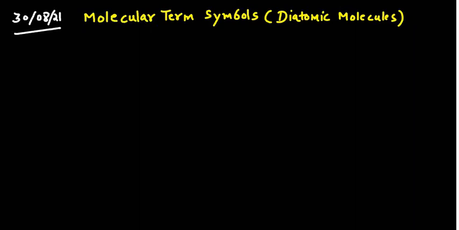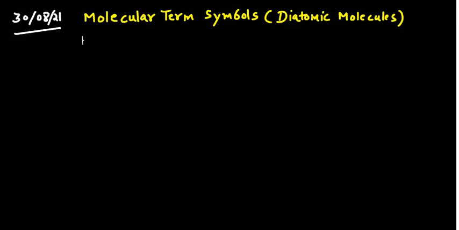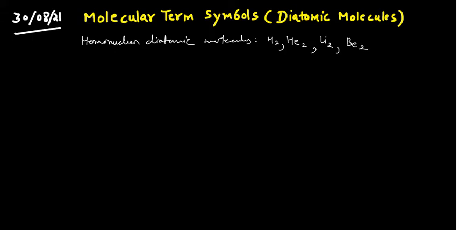If you are talking about the homonuclear diatomic molecules, they could be your hydrogen molecule, helium molecule, and if you continue in that manner, lithium, beryllium Be2, boron, then carbon, nitrogen, oxygen, fluorine, etc. You may also take the example of neon. I'm not saying that neon is stable, but for the sake of practice you may go for this neon also. So these are the homonuclear diatomic molecules.